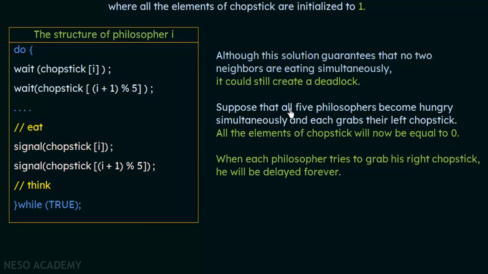Whenever a philosopher grabs a chopstick, he will execute a wait operation on that chopstick. When he executes a wait operation, the chopstick's value, which is a semaphore, will be changed from 1 to 0. Initially they were all 1, they will be changed to 0, which means that it is now being held by a particular philosopher. So now when each philosopher tries to grab his right chopstick, he will be delayed forever. So let's look at the diagram and understand this.